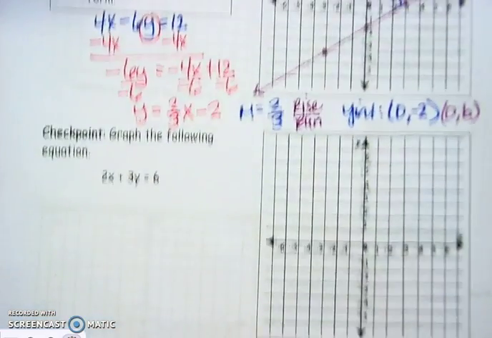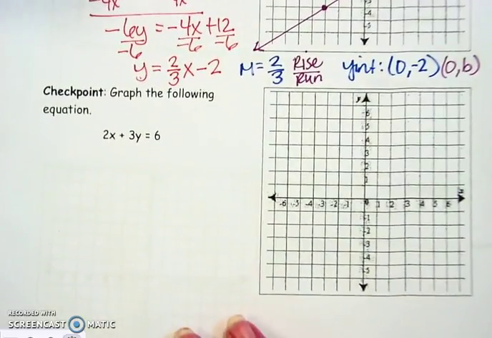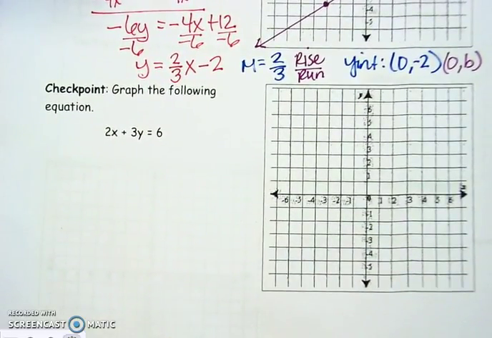If we continue on in the notes, notice you guys have a checkpoint. They want you to graph the following equation. Remember, solve for y, identify your slope and y-intercept, and then graph the line.